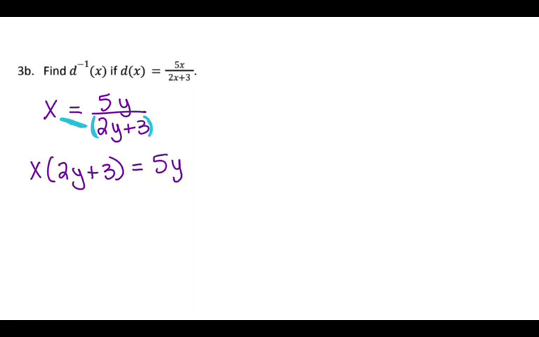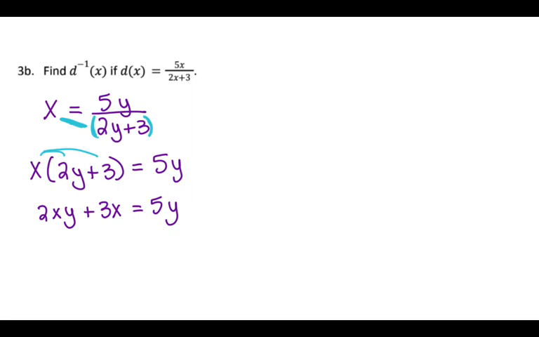Now, anytime I see something in front of a parentheses, my instinct is to distribute it. So that's exactly what I'm going to do. I'm going to distribute x into the parentheses. That leaves me with 2xy plus 3x equals 5y.